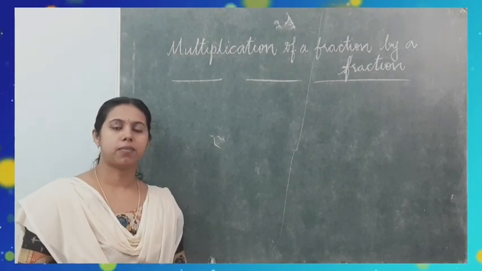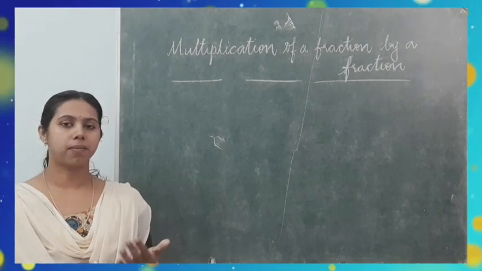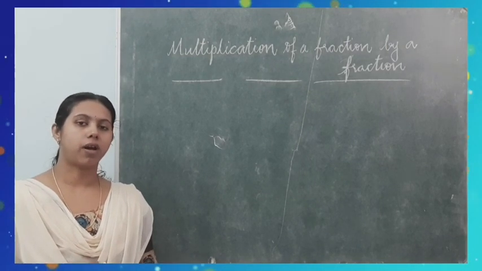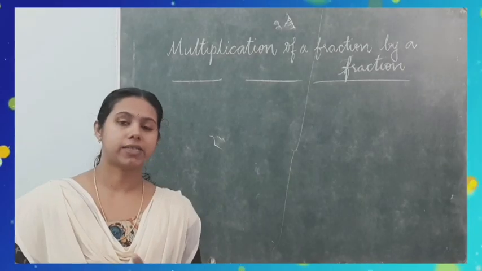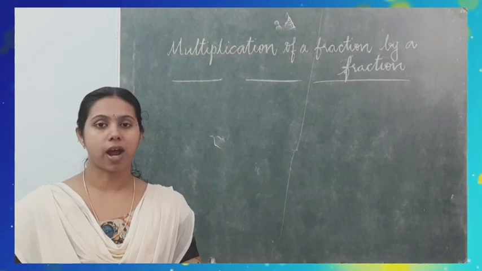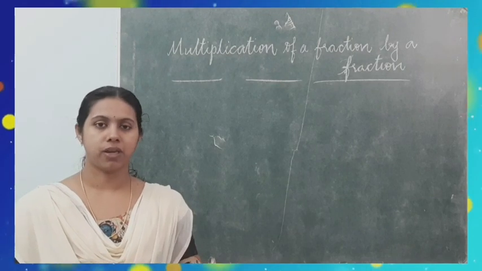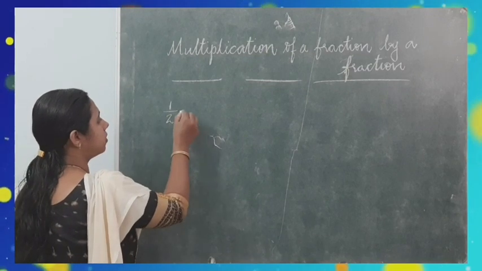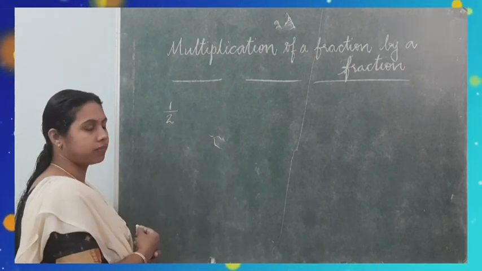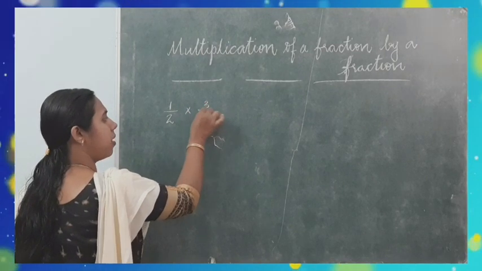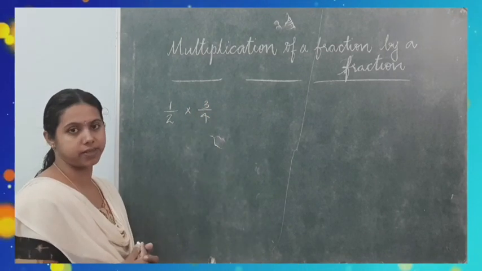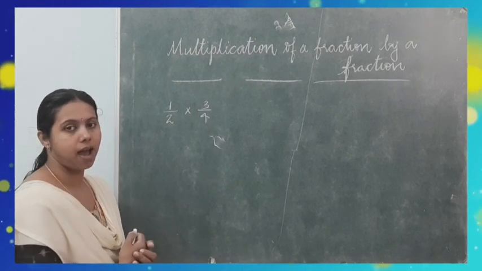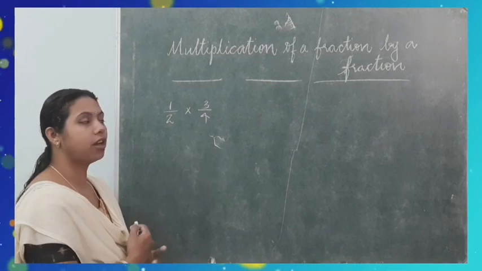So we have learned multiplication of a fraction by a whole number. Now we will study the multiplication of a fraction by a fraction. Suppose half of 3 by 4, that means half into 3 by 4. We are multiplying two fractions. 1 by 2 is a fraction, 3 by 4 is also a fraction.